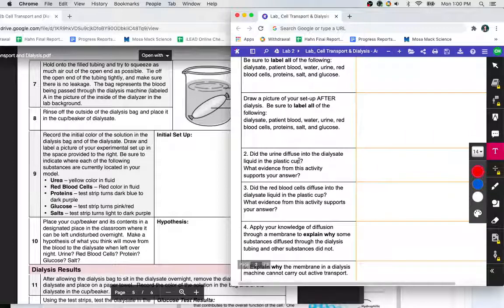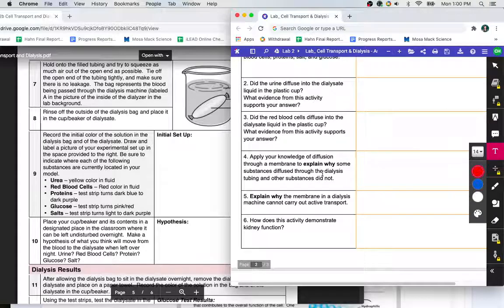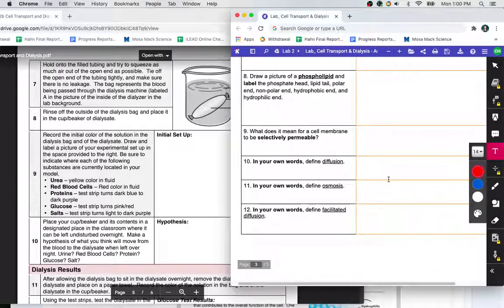And then, did the urine diffuse? How do you know? Did the red blood cells diffuse? How do you know? Okay, so if you have any other questions, go ahead and email me or text me on Remind.